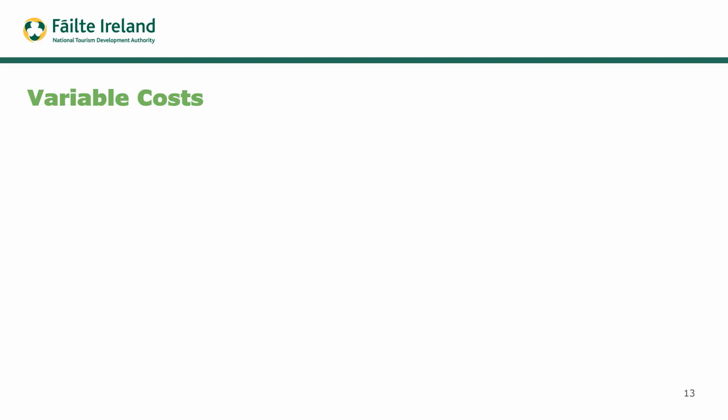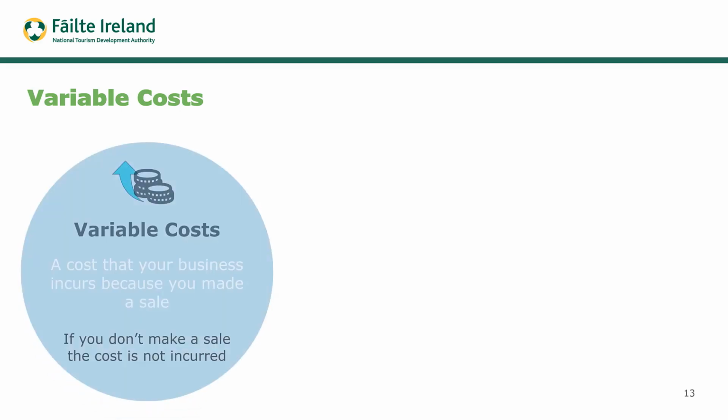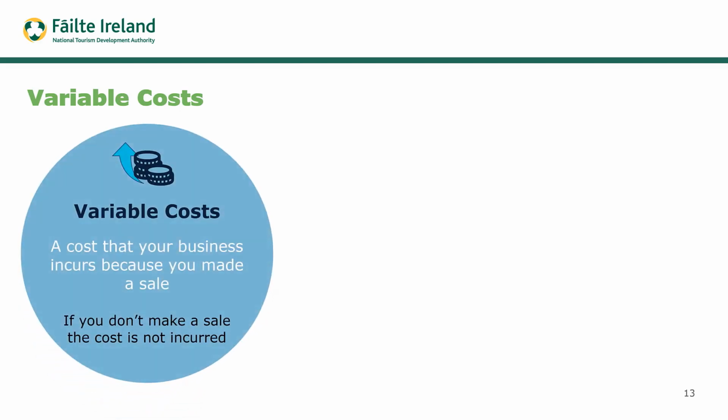So let's look and see what is classified as a variable cost. We classify costs as to how they behave in a business. Very simply, variable costs are those costs that your business incurs because you make a sale only. If you make the sale, the costs are incurred. If you don't, you don't incur any costs. A simple example we will use is for a restaurant.